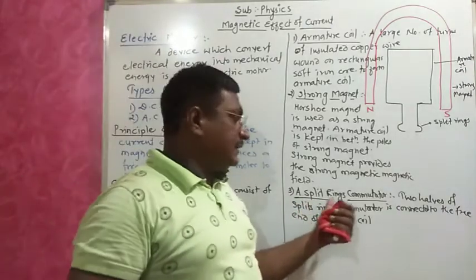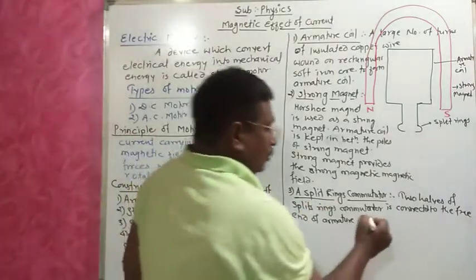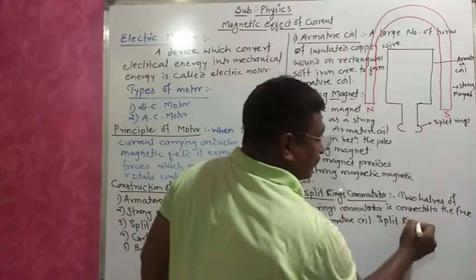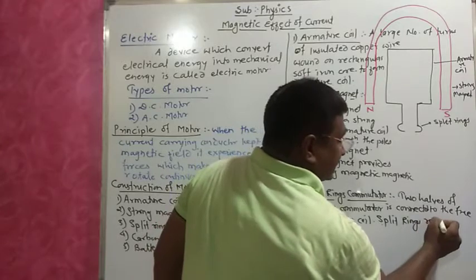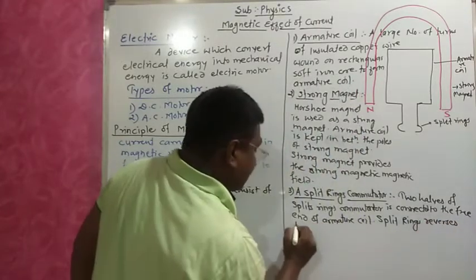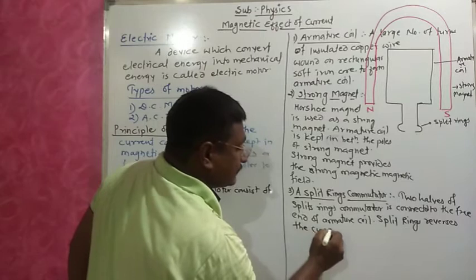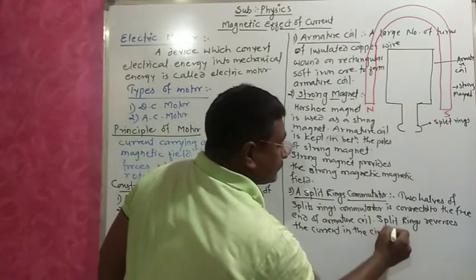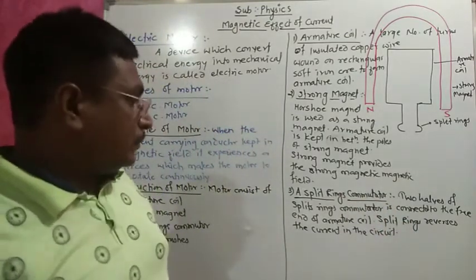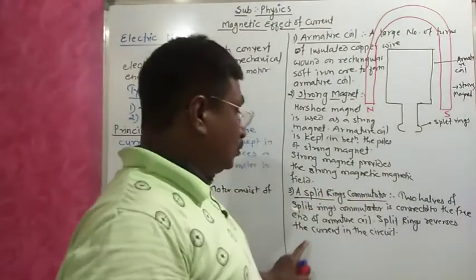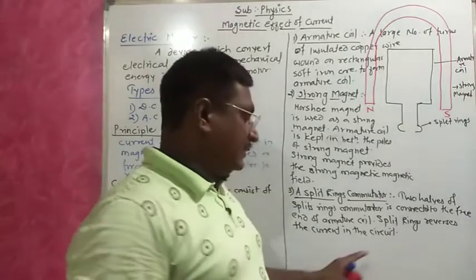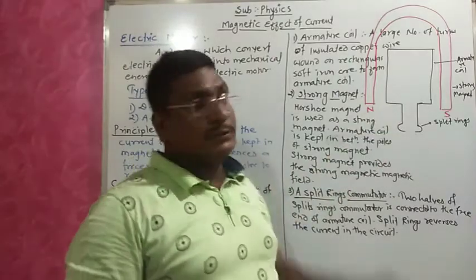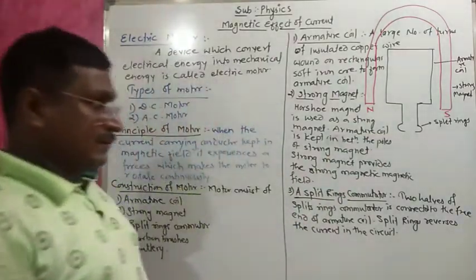Why are we using the split rings commutator? The split rings commutator reverses the current in the circuit. What is the work of the split rings commutator? To reverse the current in the circuit. For that purpose we are using the split rings commutator.